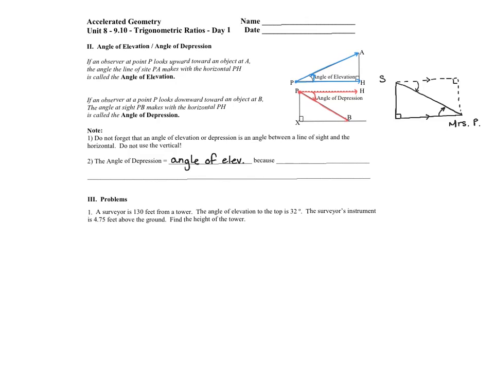This is because if two lines are parallel and cut by a transversal, in this case the line of sight, then alternate interior angles are congruent.